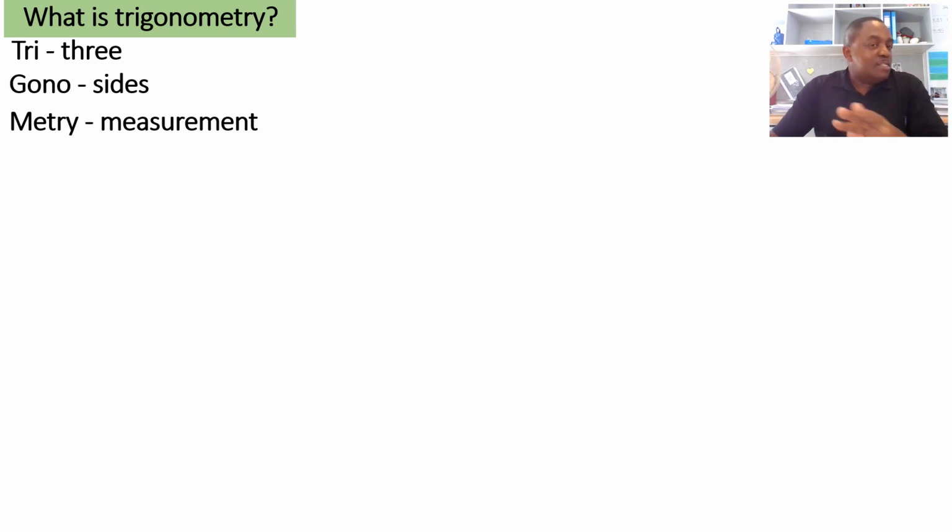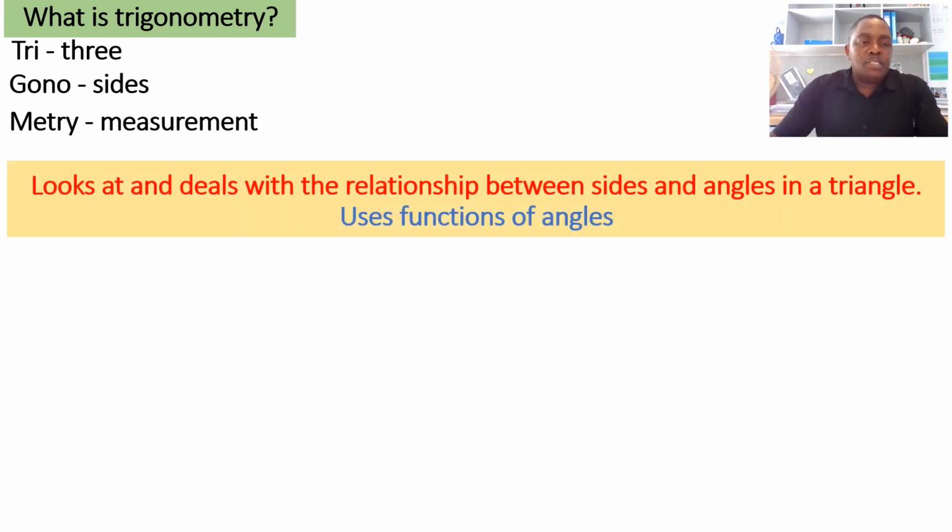Now, let's have a look and see how this is related to triangles. Well, trigonometry is just the study, an area of mathematics, that deals with the relationships between sides and angles in a triangle. And in order for us to do that, we use functions of angles, and that's one of the things we're going to learn. What are the various trig functions that we use that help us to determine exactly that relationship between any sides of a triangle and its angles?